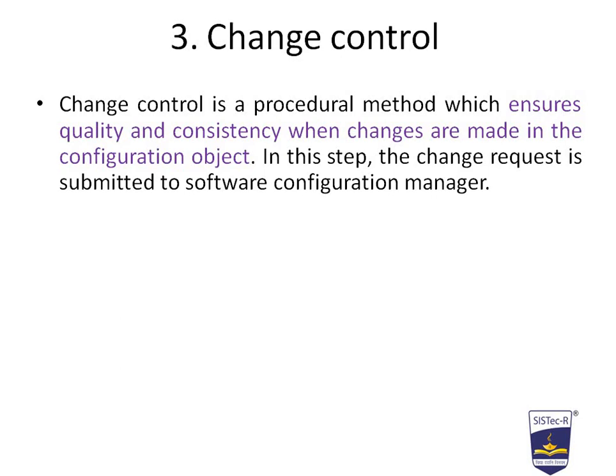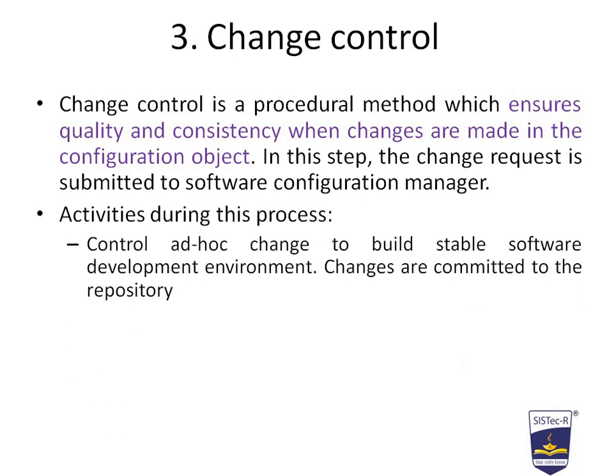What changes should be applied in a particular software? So change control is a procedural method which ensures quality and consistency when changes are made in the configuration object. In this step, the change request is submitted to the software configuration manager. So a software configuration manager will decide whether the change request should be accepted or not. We already understood it. So activities during this process are to control ad hoc changes to build a stable software development environment. Changes are committed to the repository.